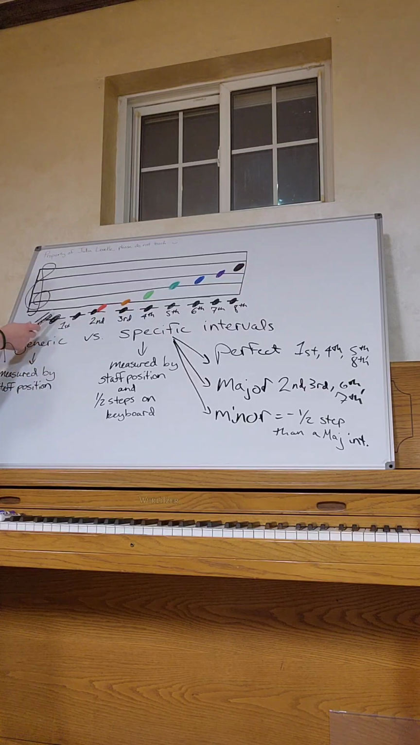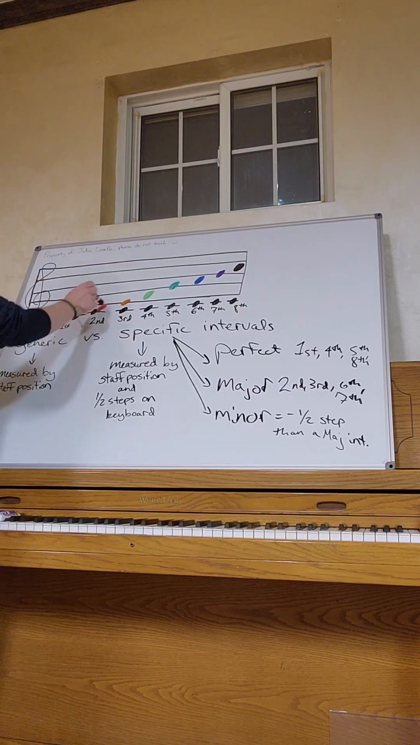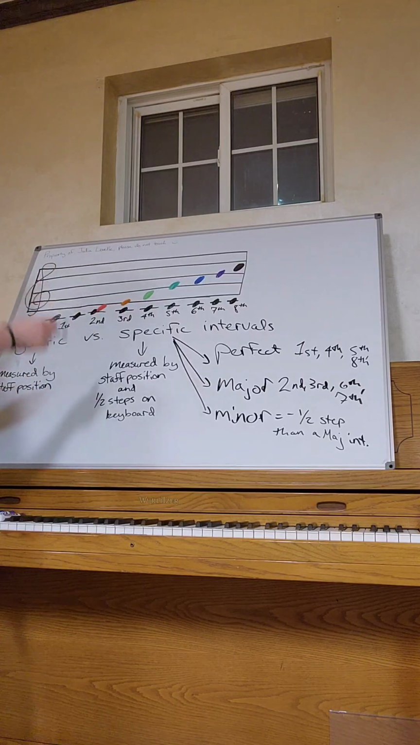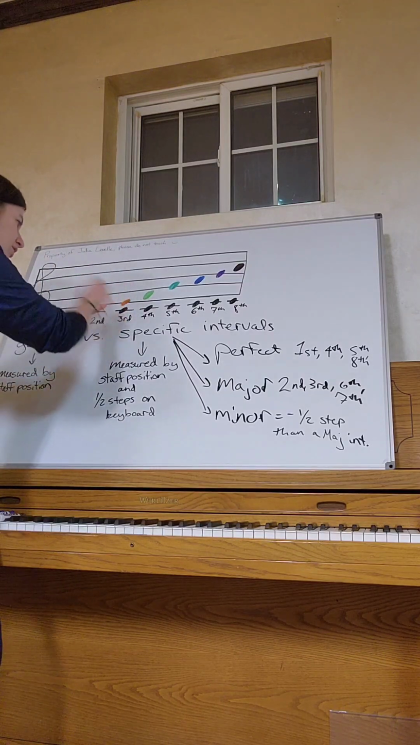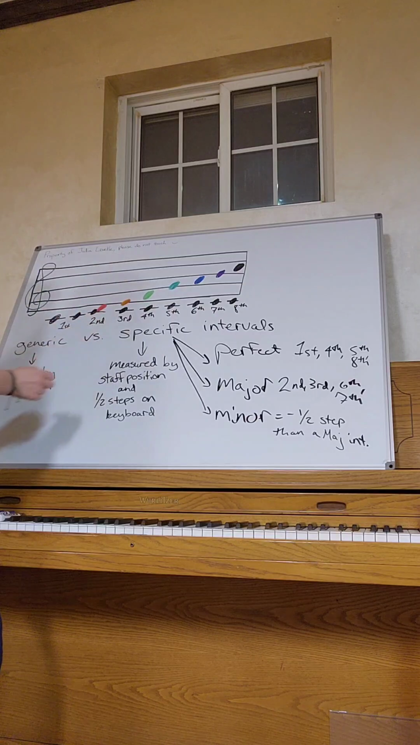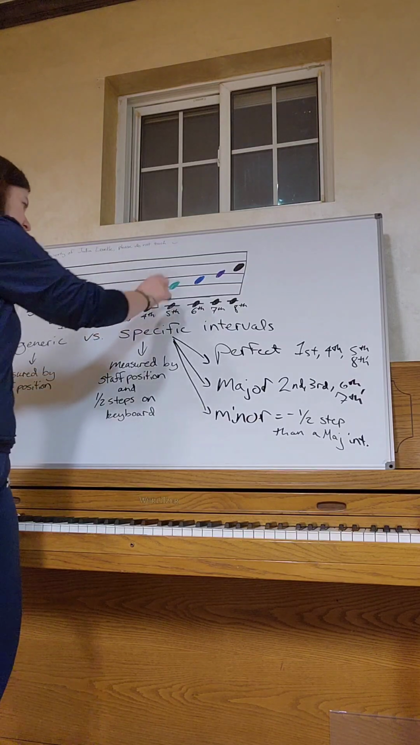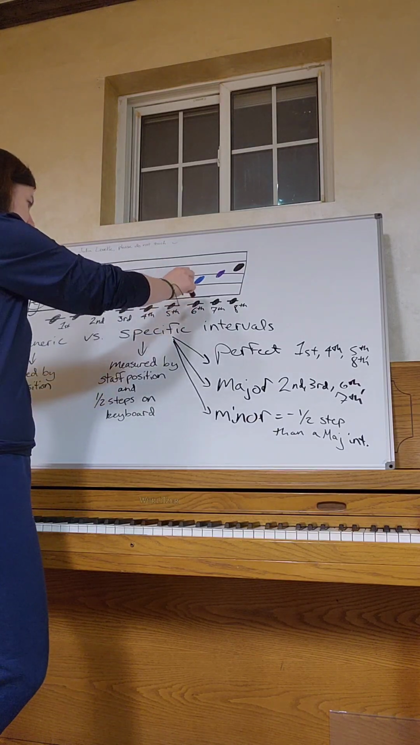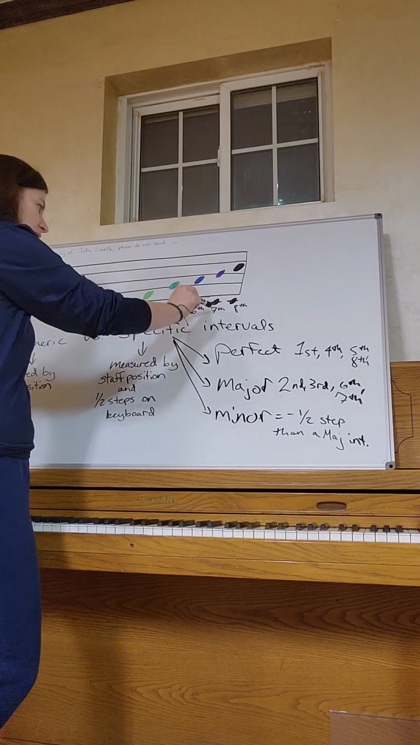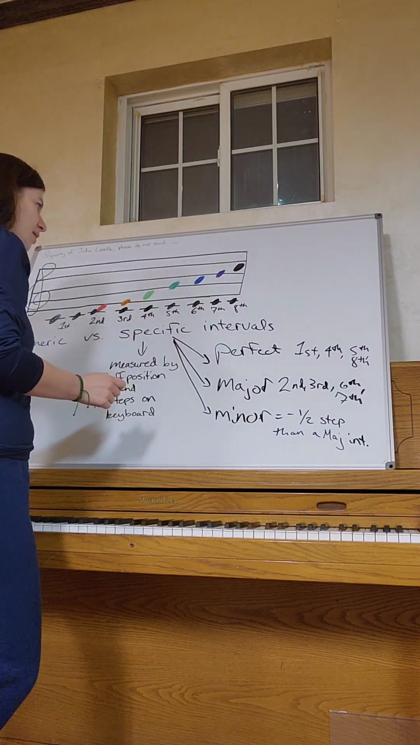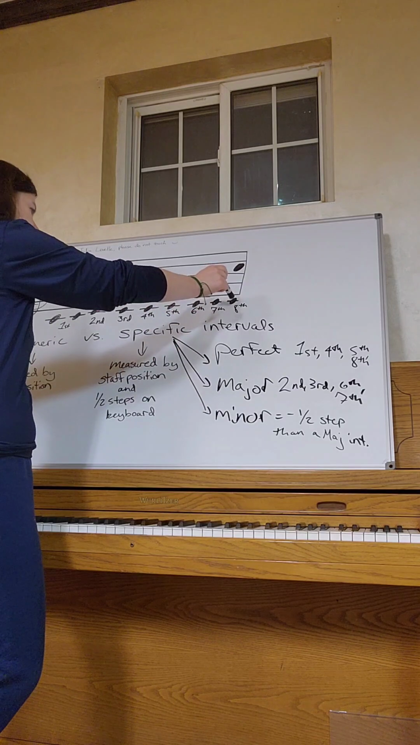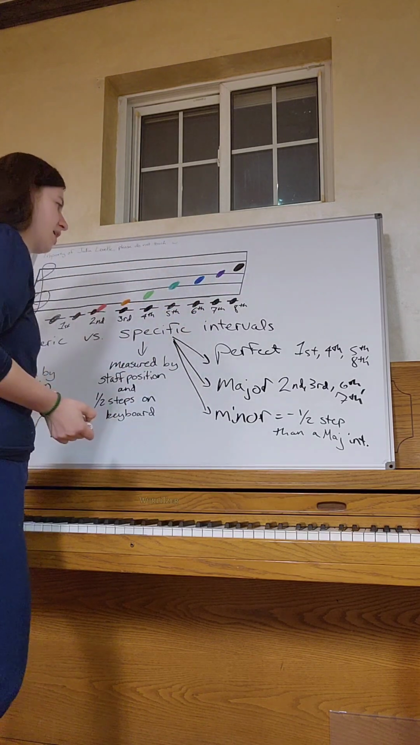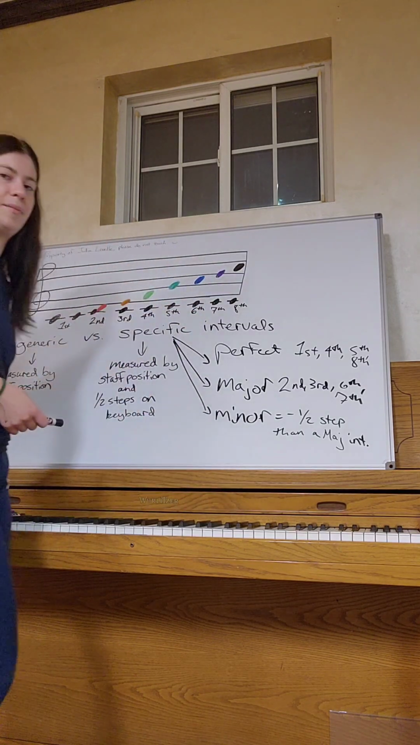So you see here we have middle C and middle C. They occupy the same line, so they are a first apart. Middle C and D, a second apart. Middle C and E, a third apart. Middle C and F, a fourth apart. Middle C and G, a fifth apart. Middle C and A, a sixth apart. Middle C and B, a seventh apart. And then middle C and the C above, an eighth apart.